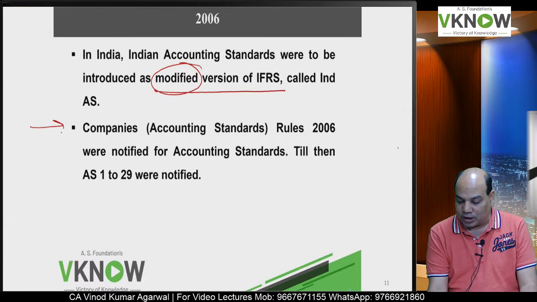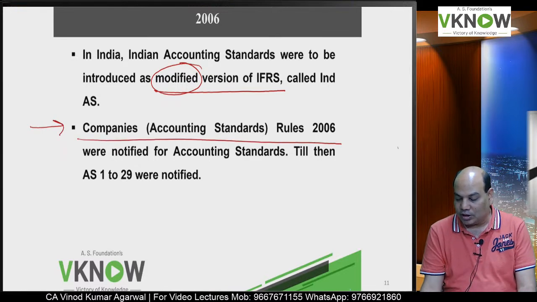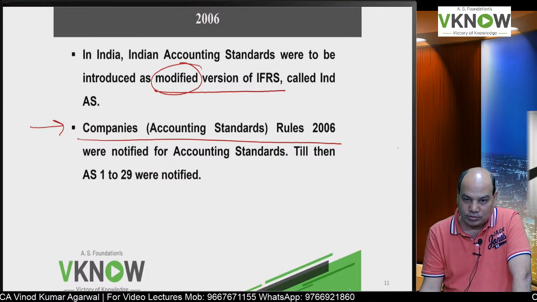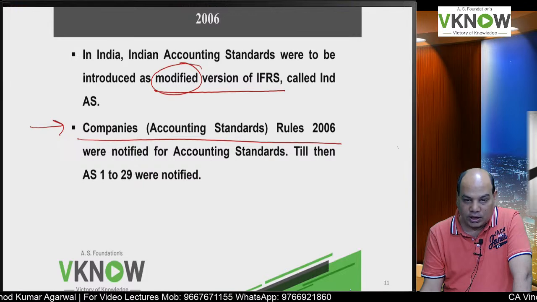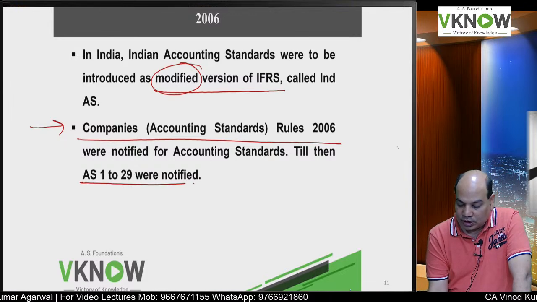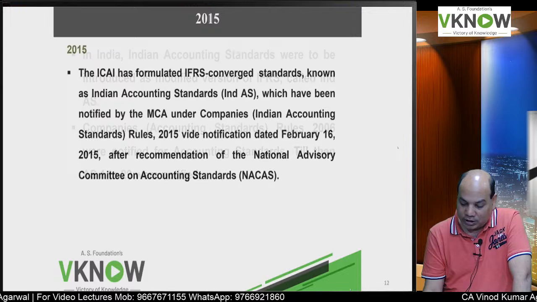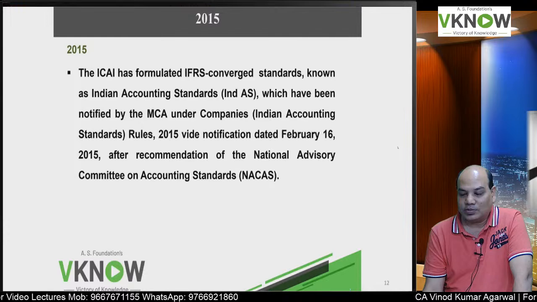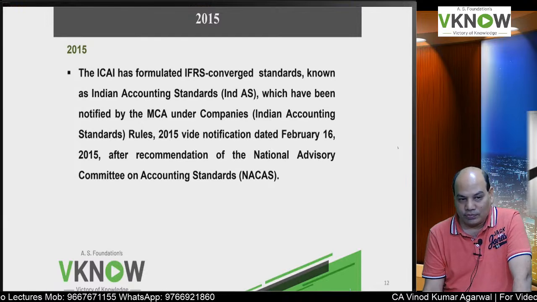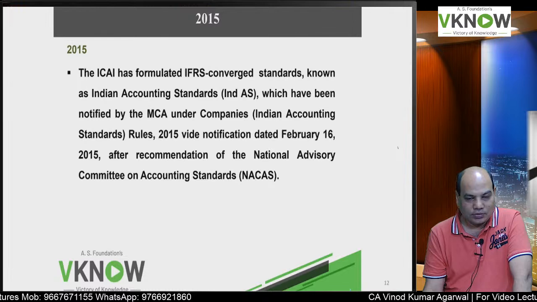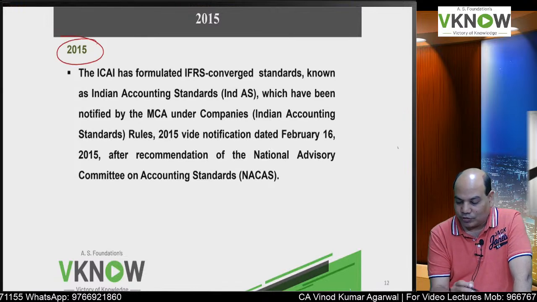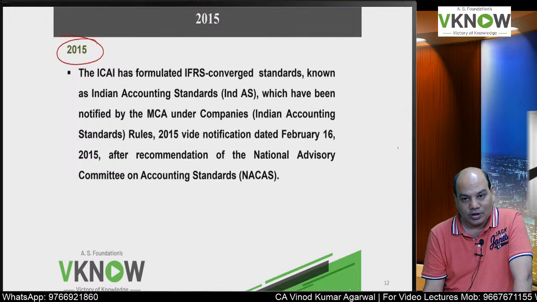One important event happened in this year. Company Accounting Standard Rules 2006 were introduced, notified, and because of that, accounting standards became mandatory. Now the auditor will have to check whether all the applicable accounting standards were followed or not. If not, he will write what they call a qualification. Is it right?